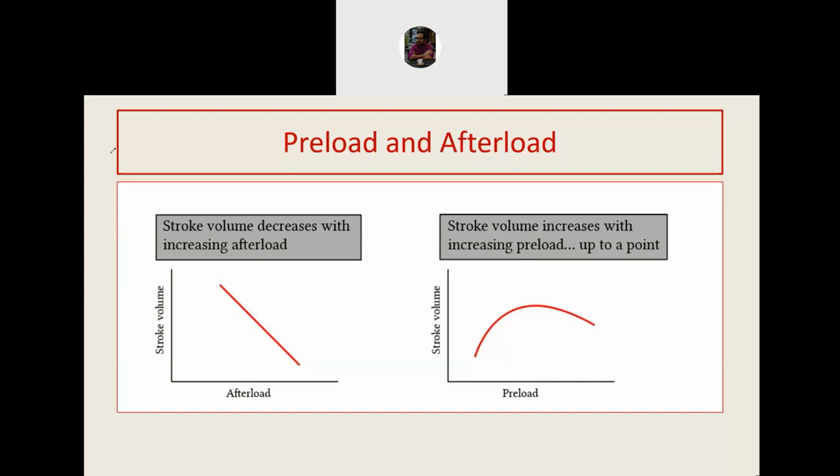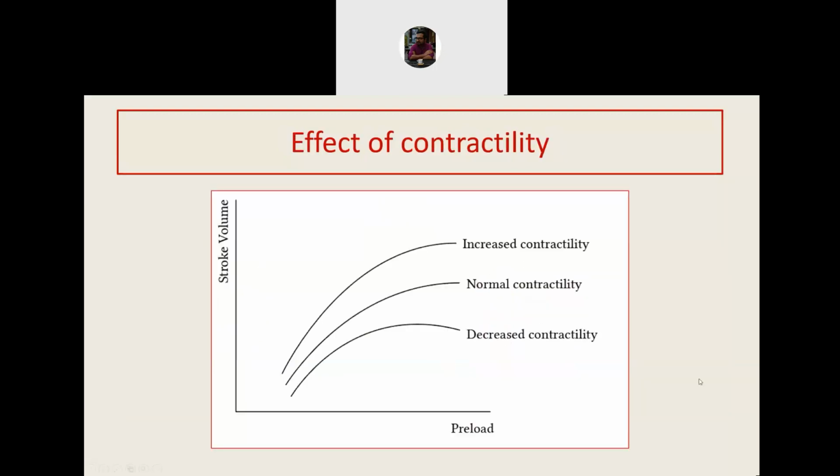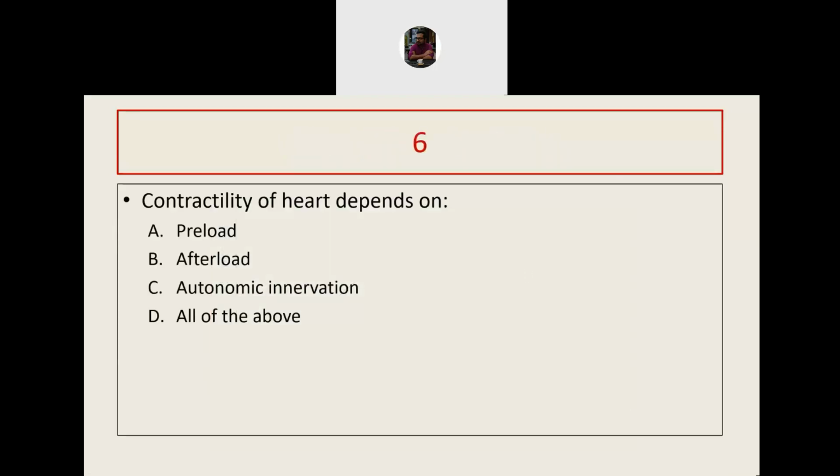So again, you see here, as I was saying, the more you move downwards, it's decreased contractility, and the more you move upwards, it is increased contractility. This Frank-Starling curve is also sometimes called the cardiac function curve. So moving on, try this question, which we tried before. Contractility of heart depends on.